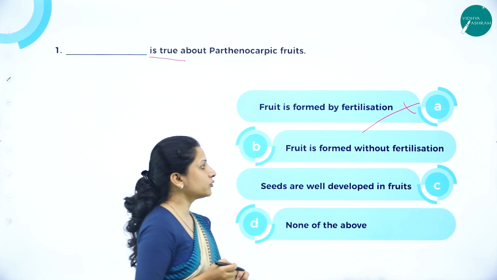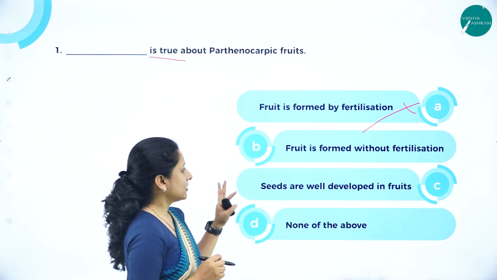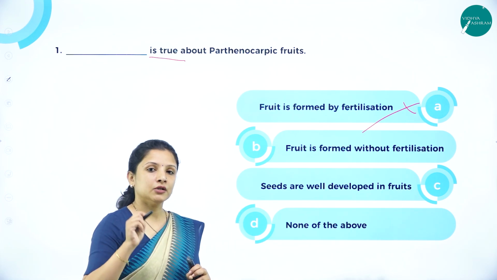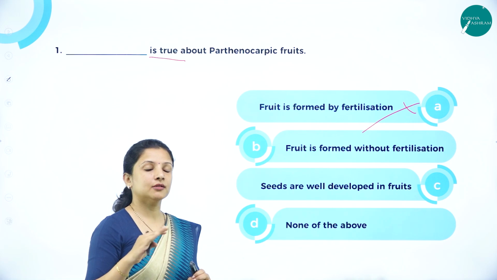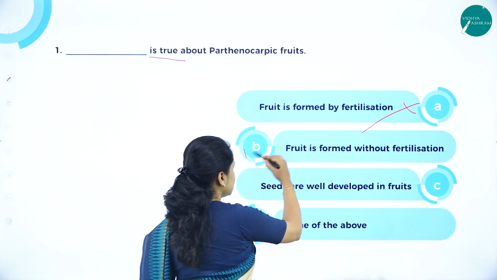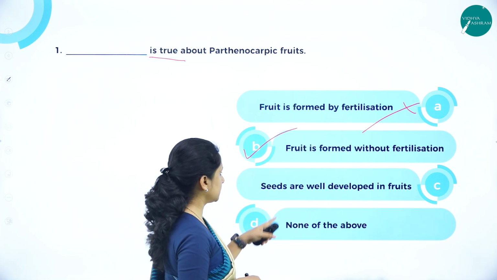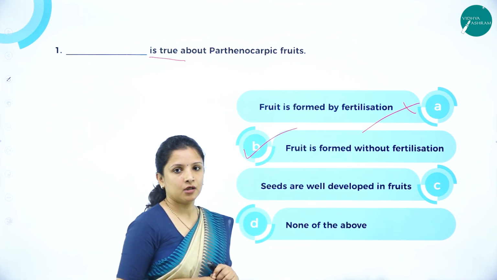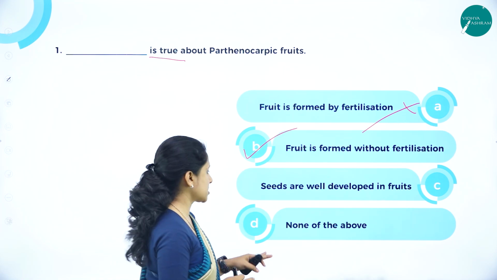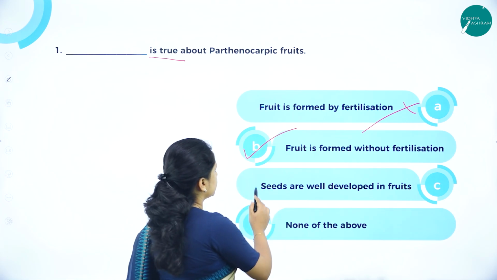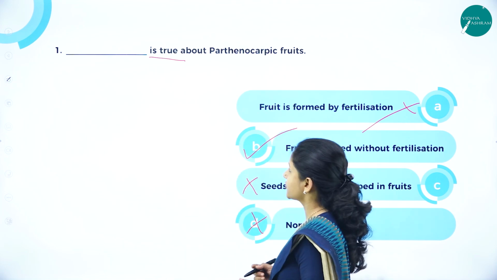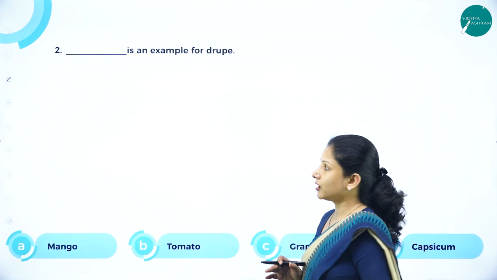Next, fruit is formed without fertilization. Yes, here fruit is formed without fertilization because the ovary will develop into the fruit, but the ovules will not get fertilized, therefore seeds will not form. So this is true about parthenocarpic fruits. Now, seeds are well developed. Here seeds are not well developed because they do not undergo fertilization. None of the above, that's also wrong. So the right option here is option B, fruit is formed without fertilization. So this is true about parthenocarpic fruits.